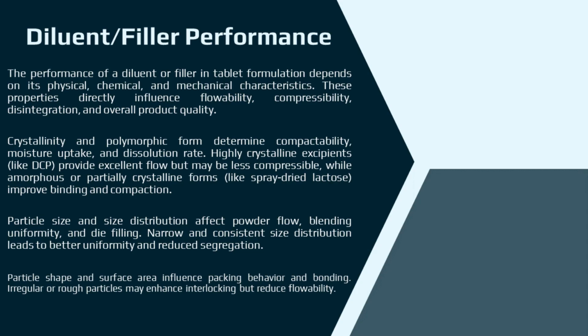Particle size and distribution influence uniformity. Narrow, consistent ranges improve mixing, die filling, and weight control. Finally, particle shape and surface texture affect packing and bonding. Irregular shapes enhance interlocking and strength but reduce flow, requiring a careful balance between flowability, compactability, and mechanical stability.